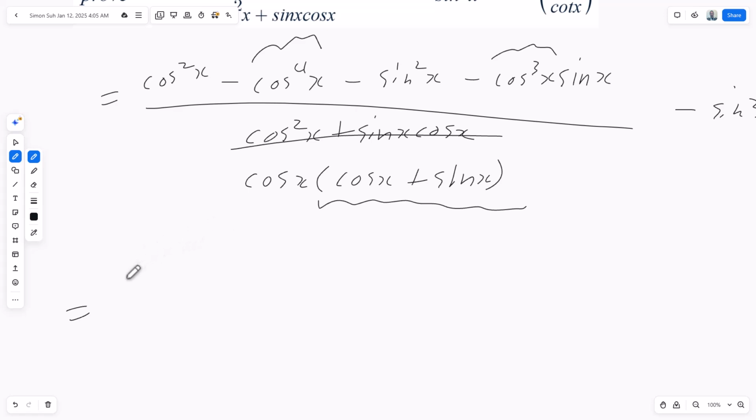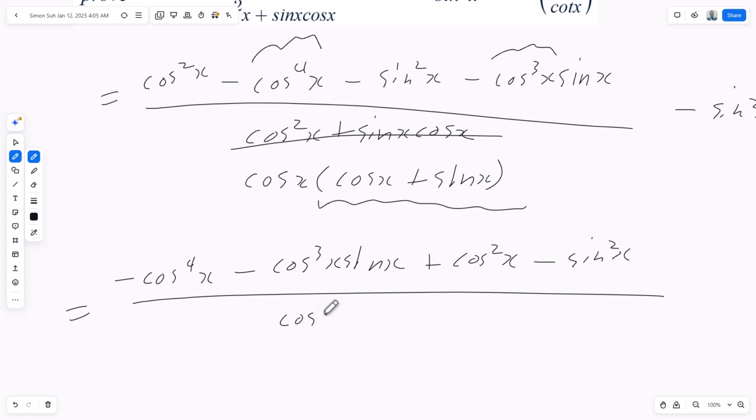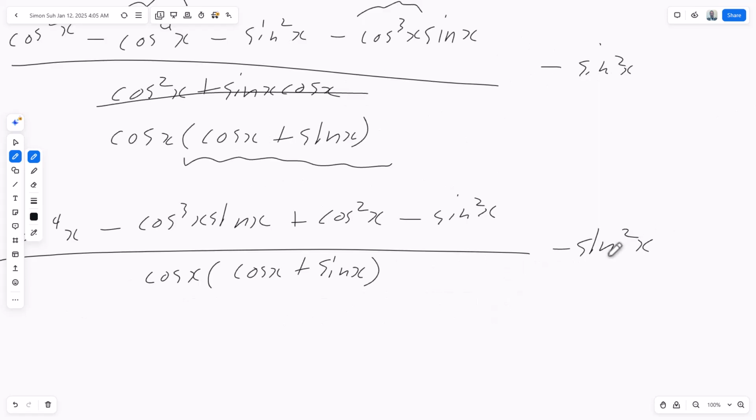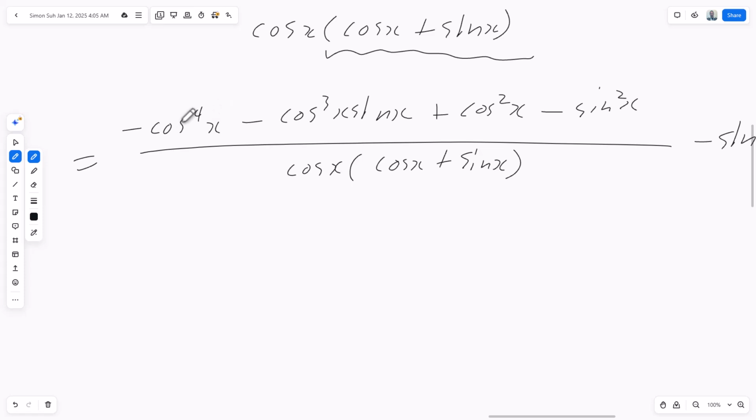We are going to do minus cosine to the power 4x minus cosine cubed x times sine x, plus, and we move these two terms together, cosine squared x minus sine squared x. Then we divide everything by cosine x times cosine x plus sine x, and we also have the sine squared x on the right side here as well. Next, we're going to take the cosine 4 out, and put a bracket over here to show you that this is a perfect square. We're going to use the perfect square definition to expand this further.